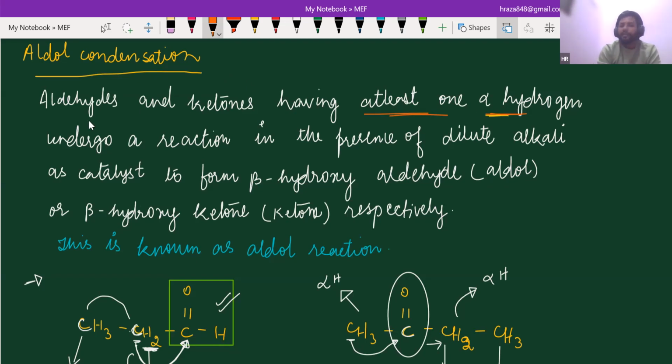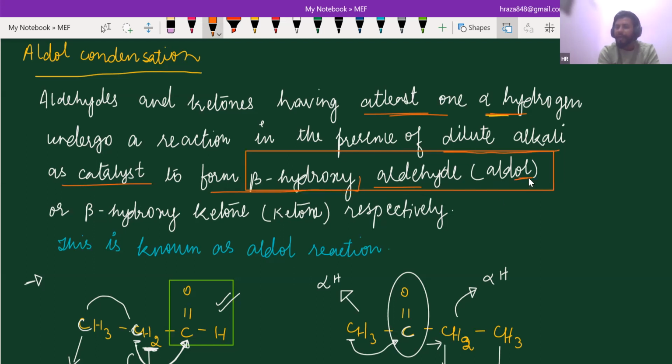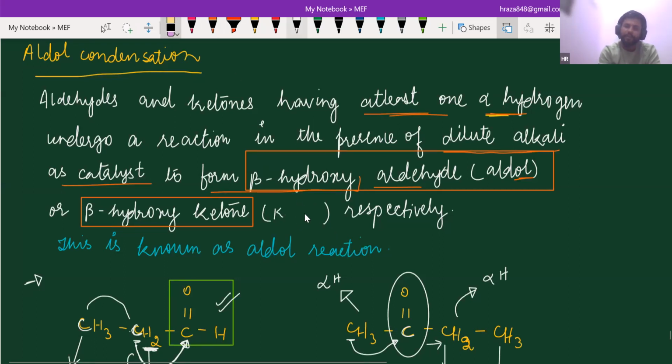Now, this reaction occurs in dilute alkali as catalyst to form beta hydroxy aldehyde. If it forms beta hydroxy aldehyde, that is known as aldol: ald for aldehyde, ol for alcohol. So it is known as aldol. And if it forms beta hydroxy ketone, so ket for ketone, sorry, this is ketone, I just wrongly wrote it. Ket for ketone and hydroxy, that is alcohol. So it is known as ketol, and this reaction is known as aldol condensation. Please do take a screenshot, Ayman.